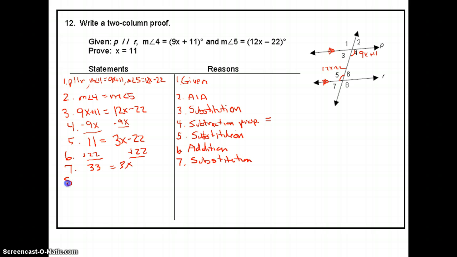And now, to get to x, I'm going to have to divide both sides by 3. So that reason is division property of equality. And in 9, I'm going to substitute 11 equals x for the answer, and that's just substitution. So we got from the given to the answer in 9 steps.